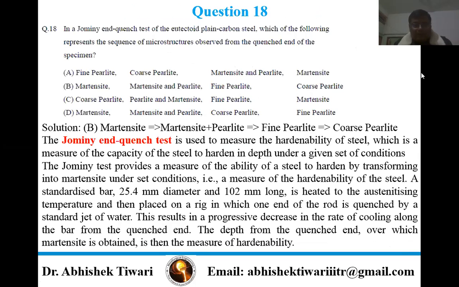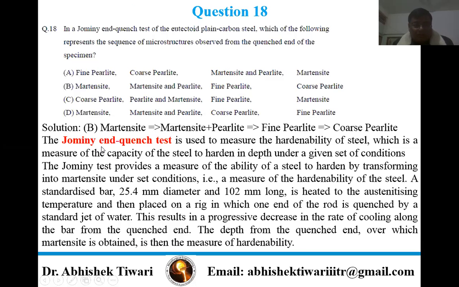In a Jominy end quench test of a plain carbon steel, which of the following represents the sequence of microstructures observed from quench end of the specimen? So the correct answer is the quench end will be having very high or rapid cooling. So martensite, then further martensite plus pearlite, then further fine pearlite, and then coarse pearlite.